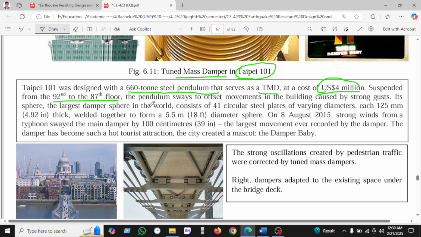The pendulum sways to offset movement of the building caused by strong gusts. It is the largest and highest damper sphere in the world, and consists of 41 circular steel plates, each 125 millimeter thick, welded together to form 5.5 meters. In August 2015, strong wind from a typhoon moved the main damper 100 centimeters, which is 39 inches, the largest movement ever recorded, and the damper has become a top tourist attraction.